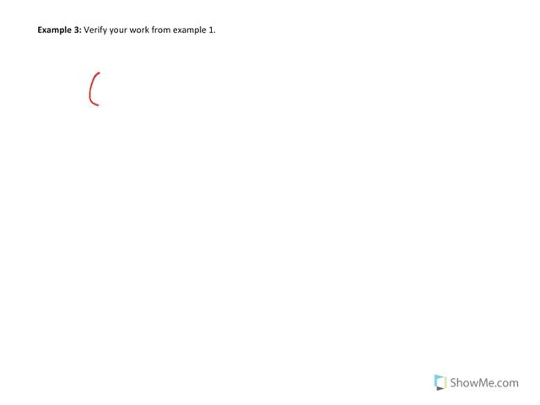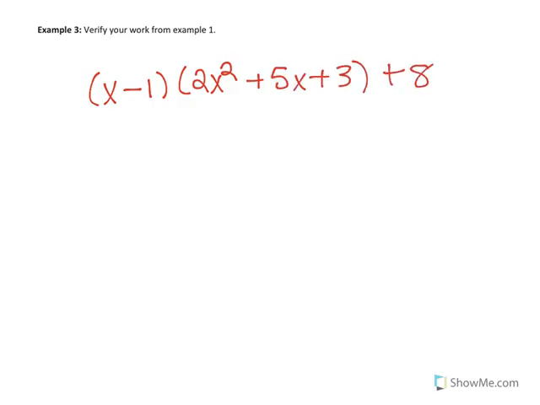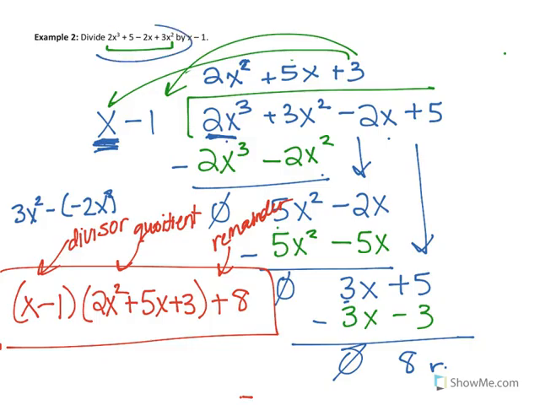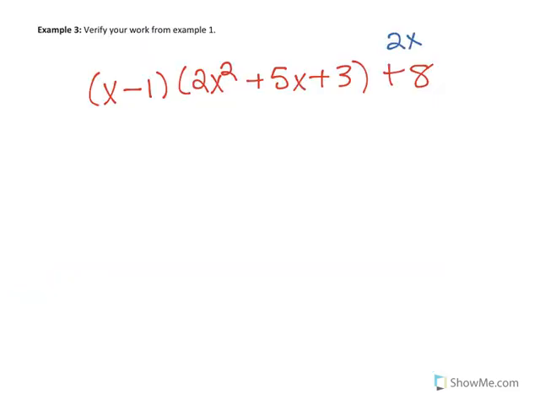So we have x minus 1, 2x squared plus 5x plus 3 plus 8. So what we should get is when we multiply it out, we want the original equation, which was this: 2x cubed plus 5 minus 2x plus 3x squared. I'm just going to write that there. Okay, so let's multiply this out.